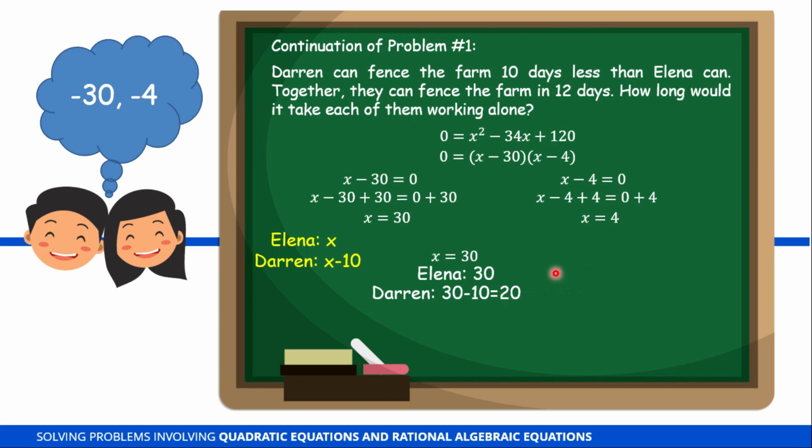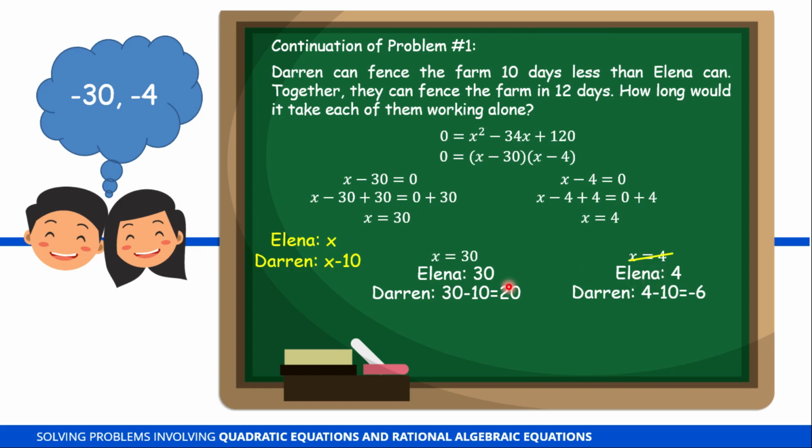Now, paano kung yung 4 naman yung gagamitin natin? Ipalit natin sa x. That means Elena has 4 days. And yung kay Darren naman, x minus 10. So, that's 4 minus 10. We have negative 6. And hindi naman natin pwedeng gamitin yung negative na 6 days. Ibig sabihin, i-disregard natin yung x is equal to 4.